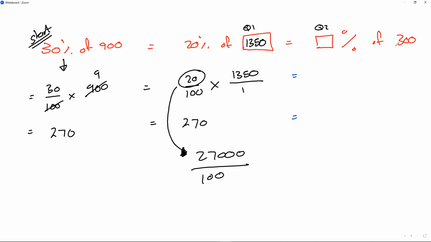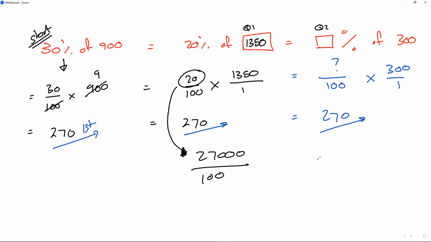What percentage of 300? What's the percentage of 300 that'll also come to 270? Remember, the first thing I got was 270. Then I wrote it over here. Now I'm going to write 270 over here and work backwards. Change this into multiply. This is now 300 over 1. And I want to know what number over 100 will give me 270 over 100, which is basically back to 27,000.